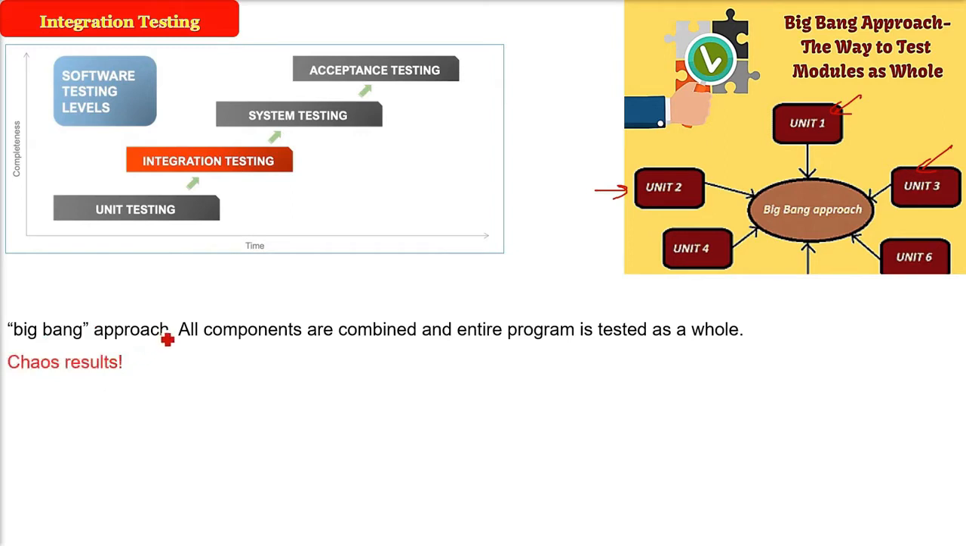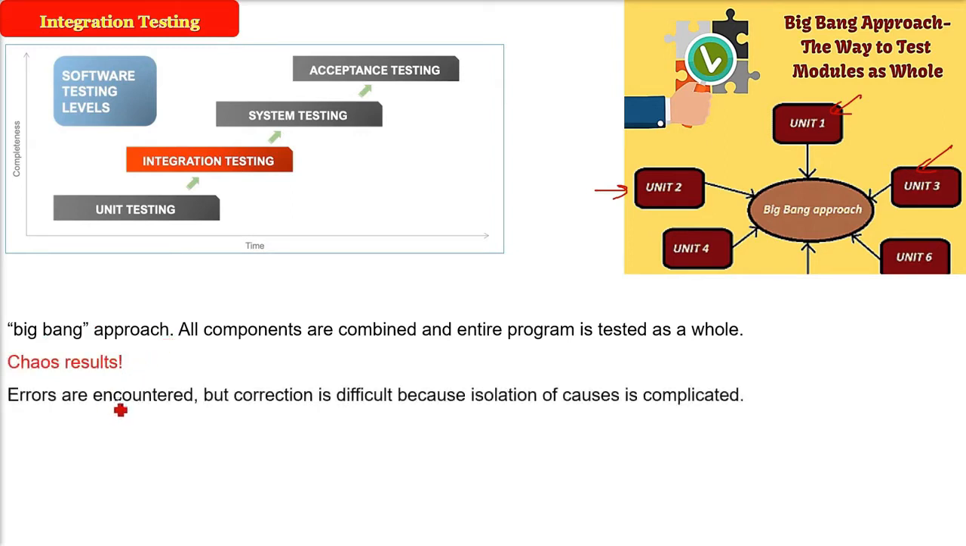But there will be chaos, because once you encounter errors, the correction will be very difficult, because the location of the problem and the isolation of the cause are not even complicated, it might be impossible sometimes, because everything is combined. So the best way is to use incremental integration.